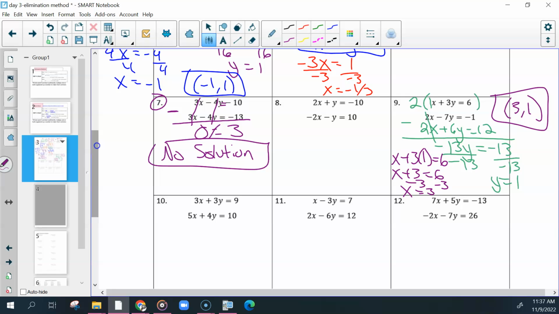Alright, do we have any questions about that one? So you'll know really fast if it's no solution or infinitely many, because everything cancels. All the variables go away. And then you're either left with 2 different numbers or 2 of the same numbers. Right. So those are all the ones that I wanted to go over.